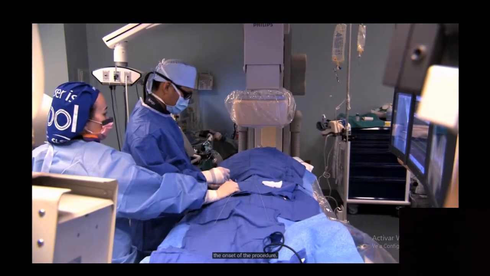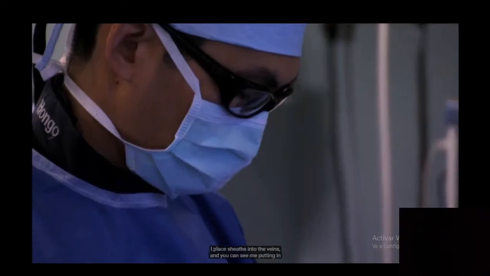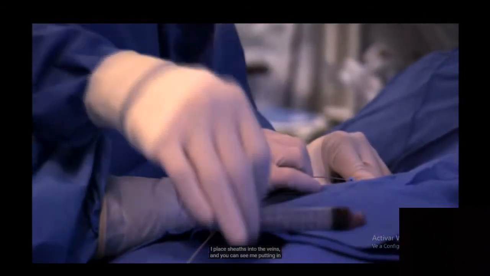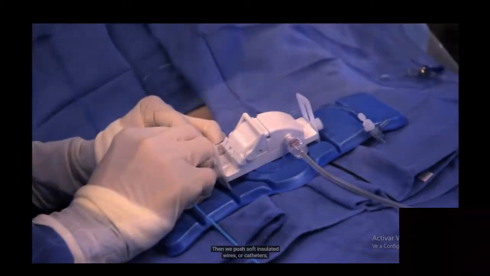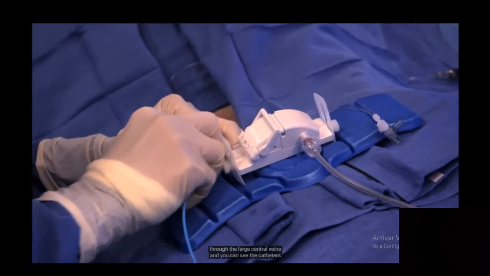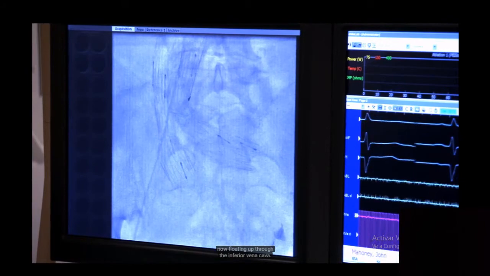Through a small incision that I make at the groin site, I place sheaths into the veins, and you can see me putting in catheters here. Then we push soft insulated wires or catheters through the large central veins, and you can see the catheters now floating up through the inferior vena cava.